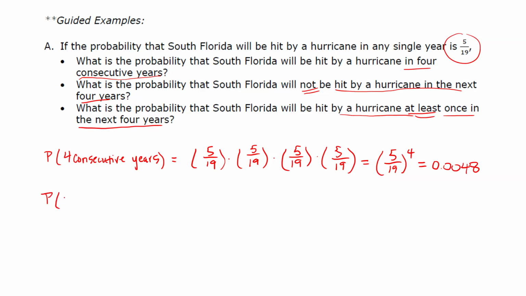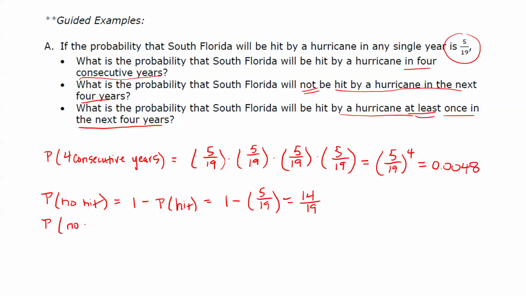Now the probability that it will not be hit by a hurricane in the next 4 years. So we first need to find the probability that it won't be hit in a single year. Okay. So the probability of no hit would be 1 minus the probability of a hit. Well, we know the probability that it will be hit by a hurricane is 5/19. So the probability that it won't be hit is 14/19.